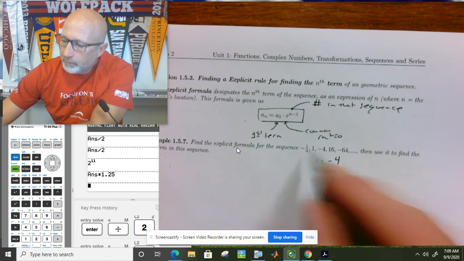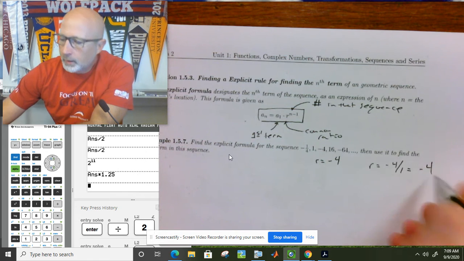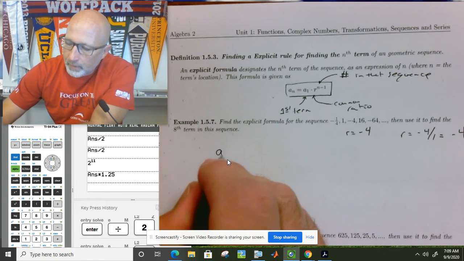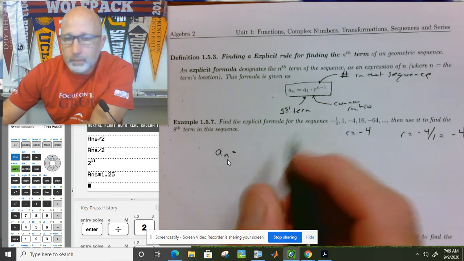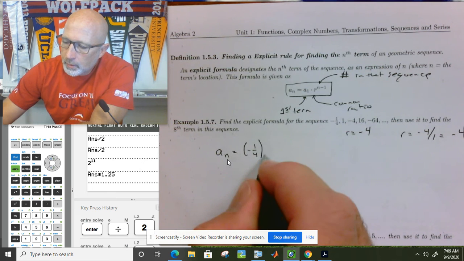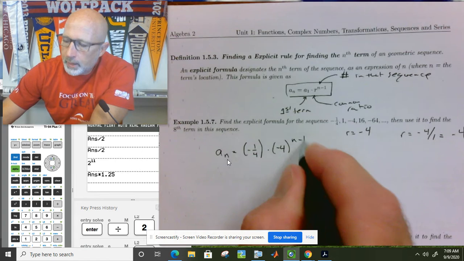I'm going to take -4 divided by 1. So that gives me -4. Okay, so the explicit formula is going to be a of n is equal to the first term, -1/4, times the common ratio, which is -4, to the n minus 1 power.